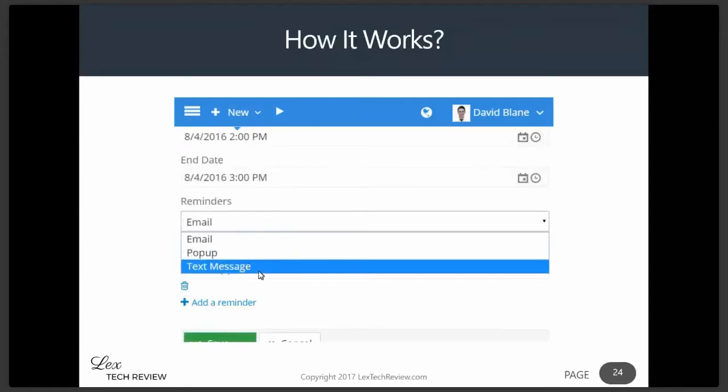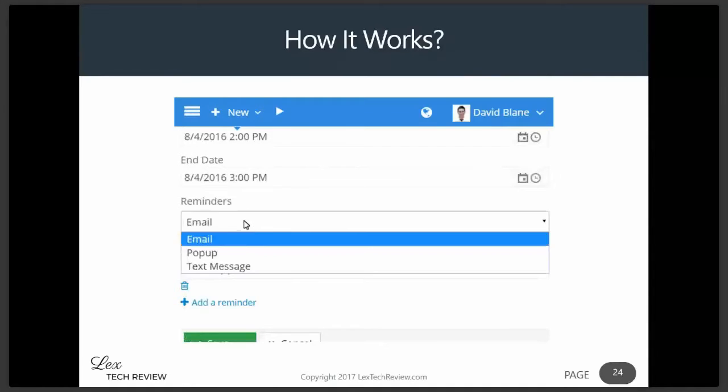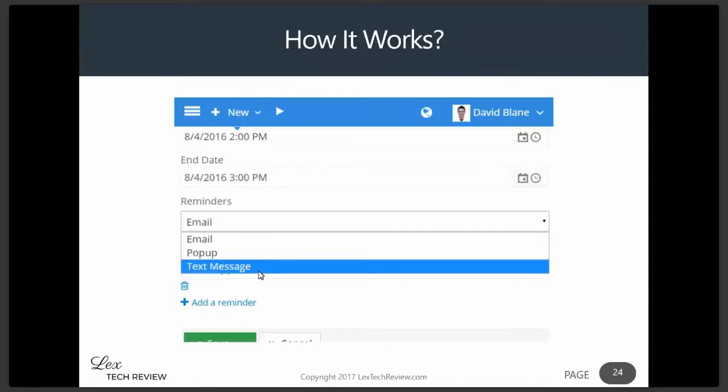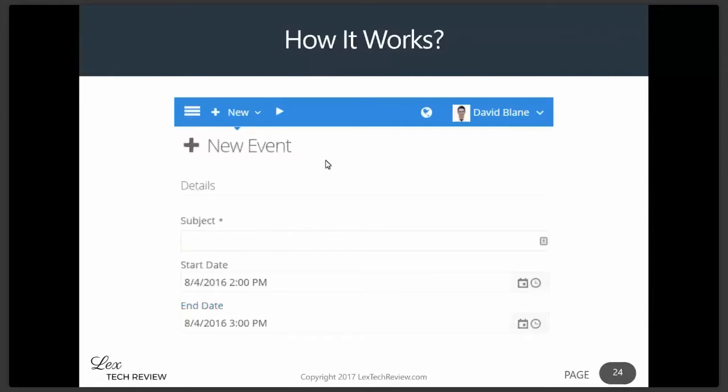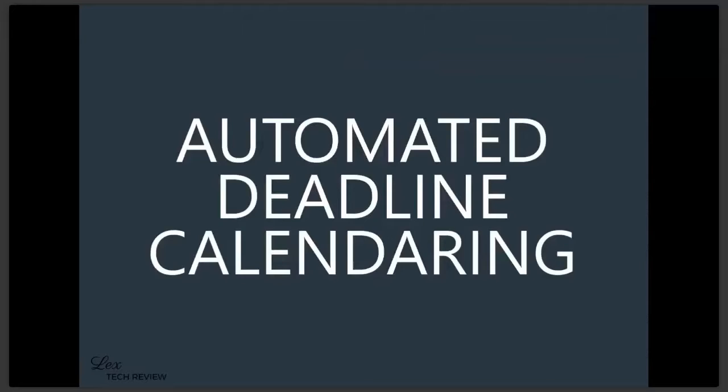So, for example, I want an email to go out 24 hours before. I want a text message to go out 18 hours before. You just constantly keep reminding whoever needs to be reminded through 3 different ways to make sure they never forget anything again. Awesome. Awesome. And so let's talk about that second part of that use case, the automated deadline calendaring.